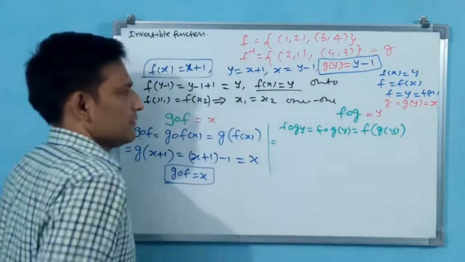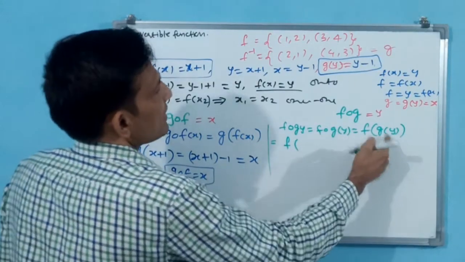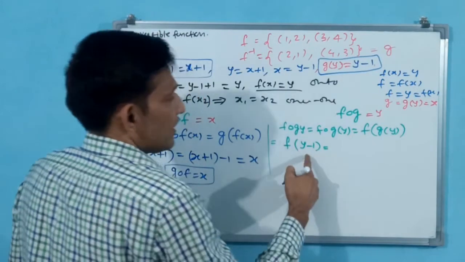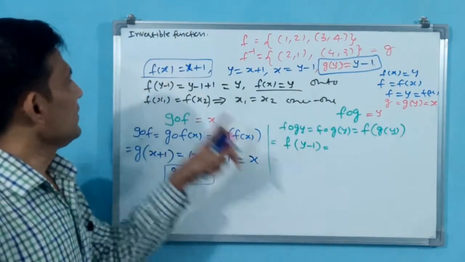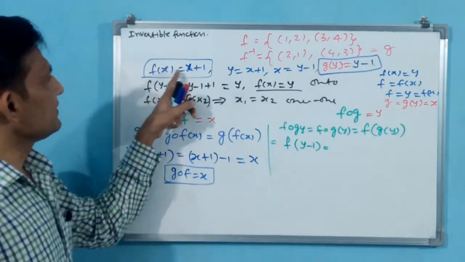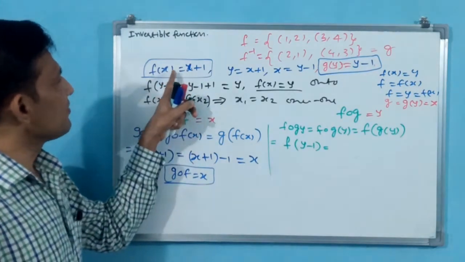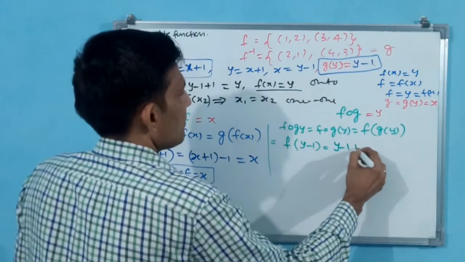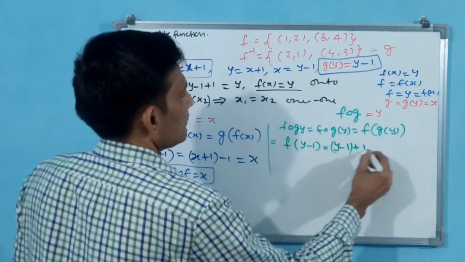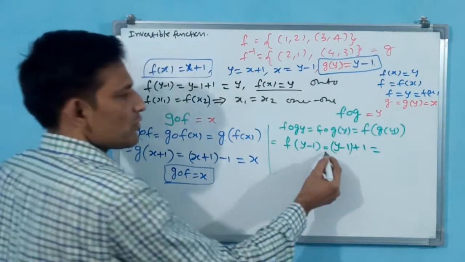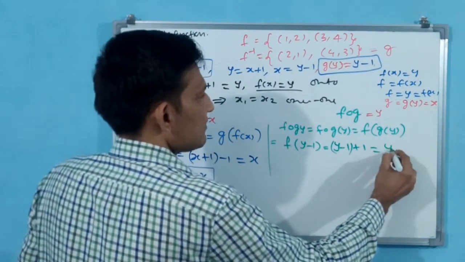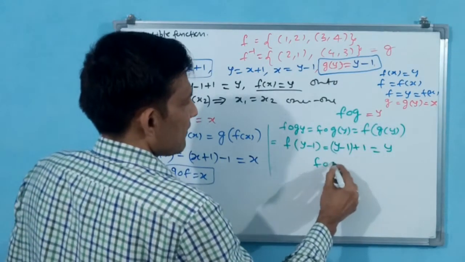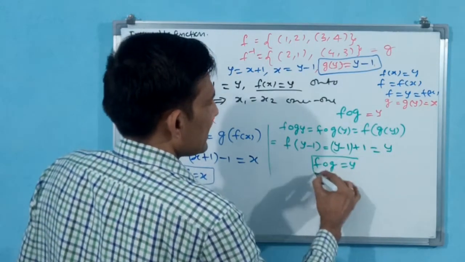F of G of Y is what? G of Y is Y minus 1. So F of Y minus 1. See, in F, if you keep X, X plus 1 will come. If you keep Y minus 1, Y minus 1 plus 1 will come. That means plus 1 minus 1 get cancelled, Y is going to come. Finally, RHS Y has come. F of G is equal to Y.